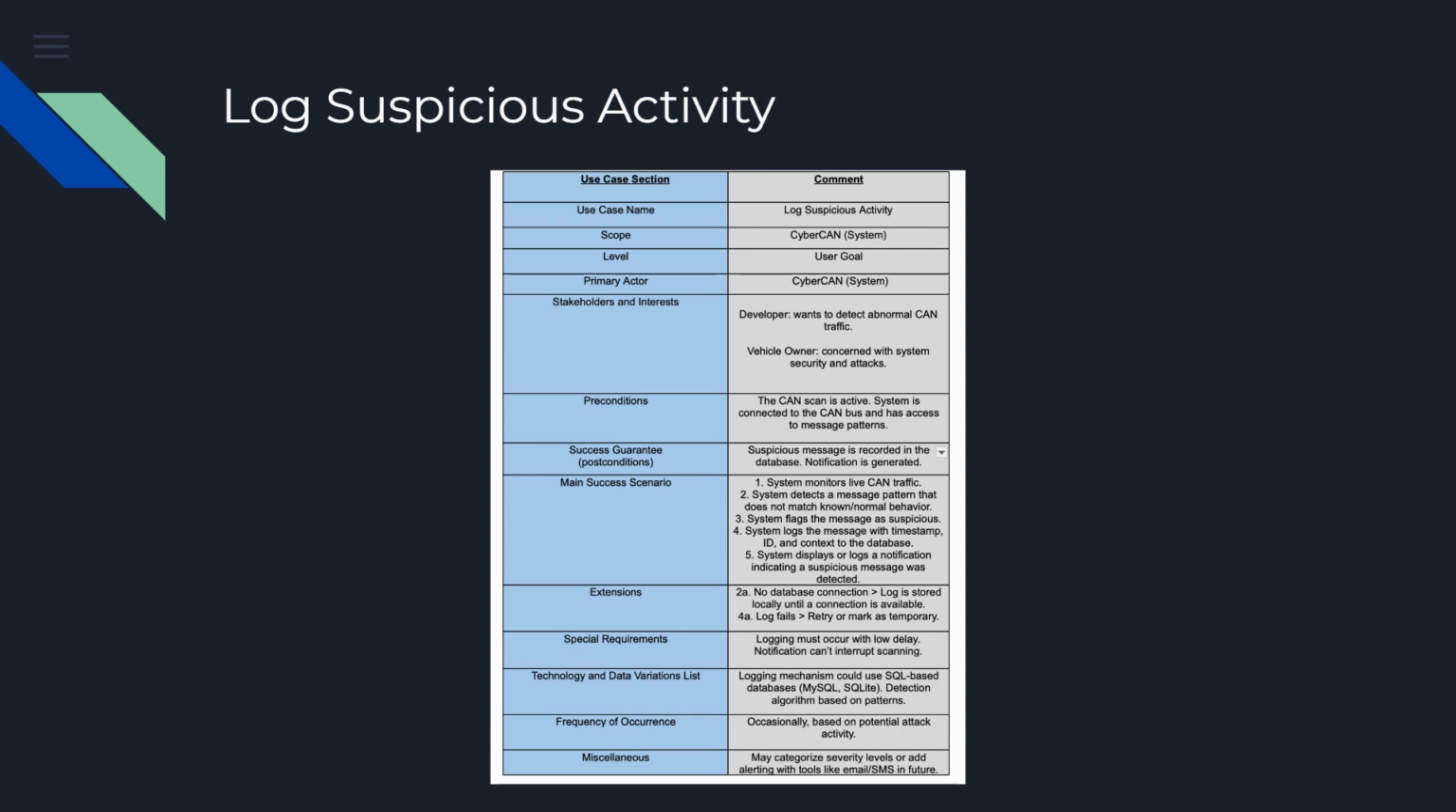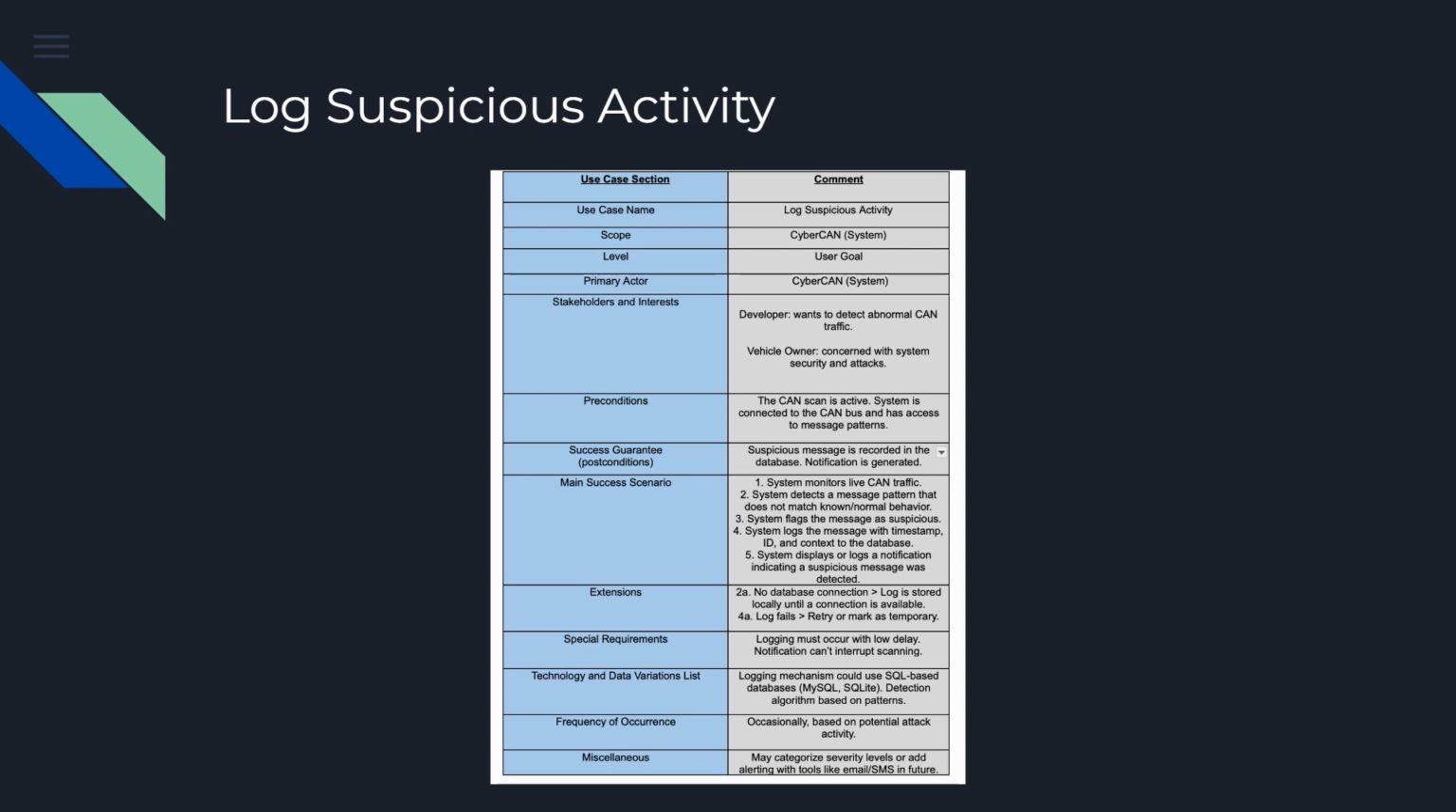And then the second one is log suspicious activity. The scope is of course CyberCAN. The level is user goal. Primary actor CyberCAN. So the developer, for stakeholders and interest, developer wants to detect the abnormal CAN traffic, and then vehicle owner concerned with system security and attacks.